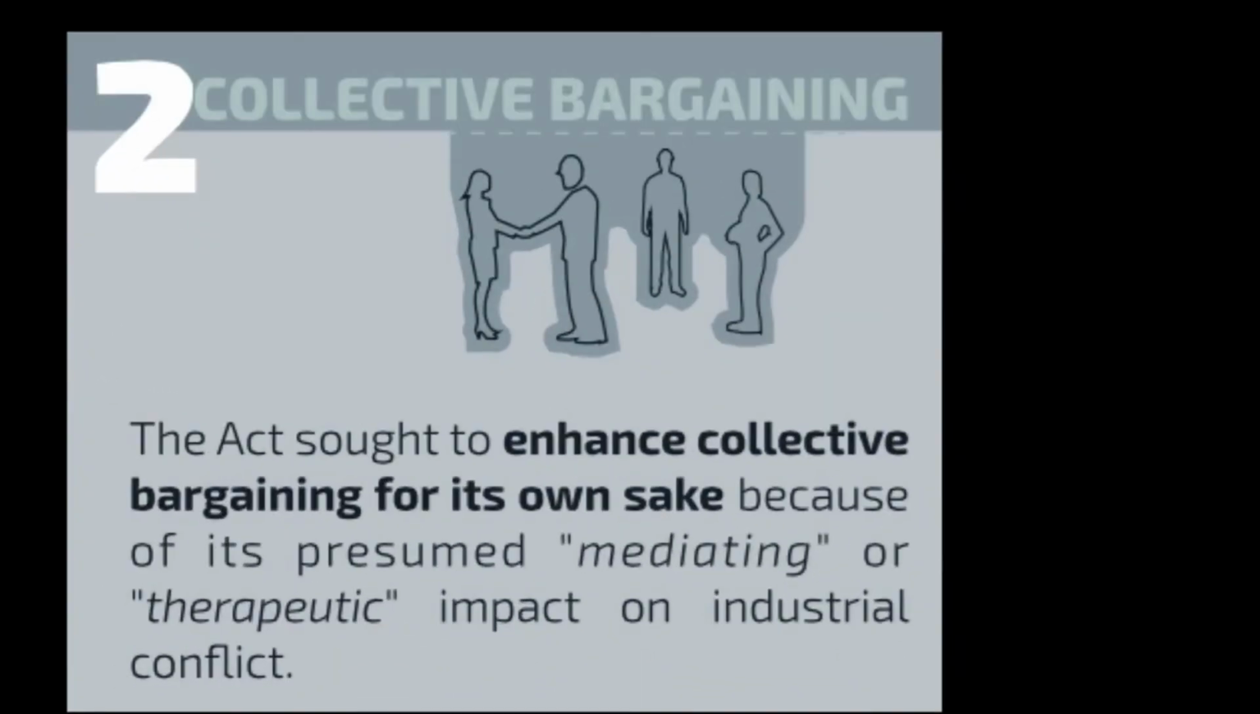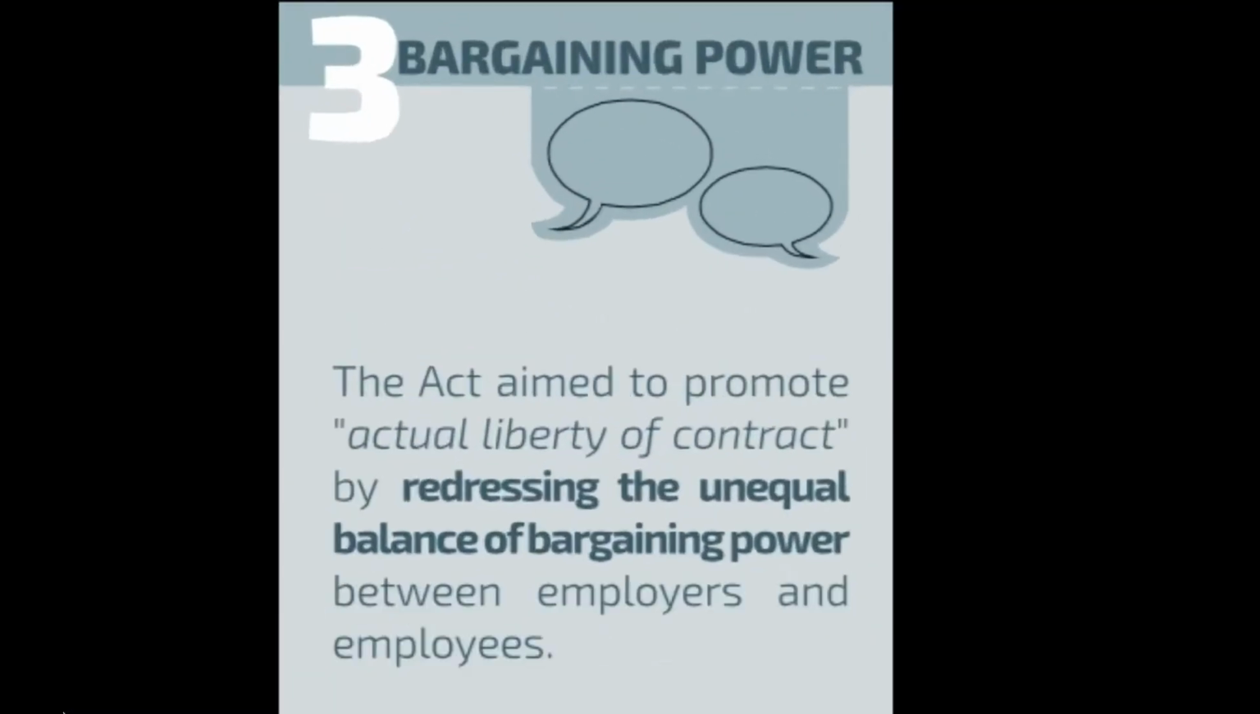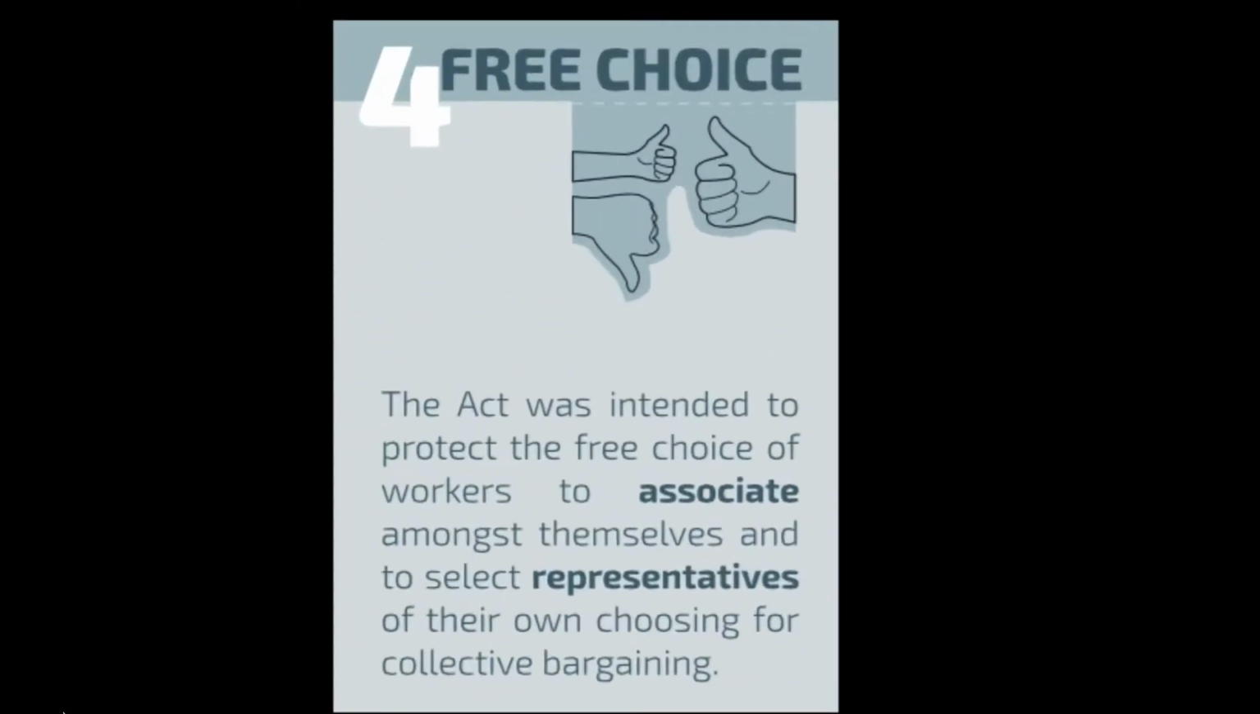The Act sought to enhance collective bargaining for its own sake because of its presumed mediating or therapeutic impact on industrial conflict. The Act aimed to promote actual liberty of contract by redressing the unequal balance of bargaining power between employers and employees. The Act was intended to protect the free choice of workers to associate amongst themselves and to select representatives of their own choosing for collective bargaining.